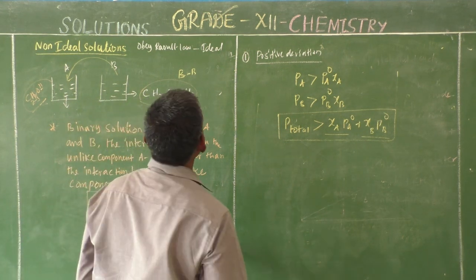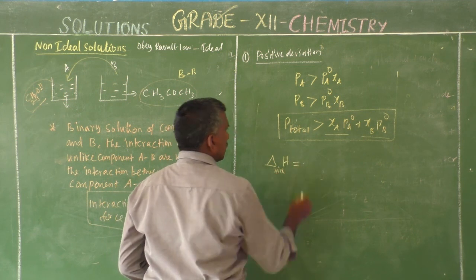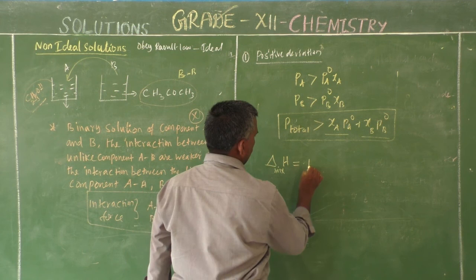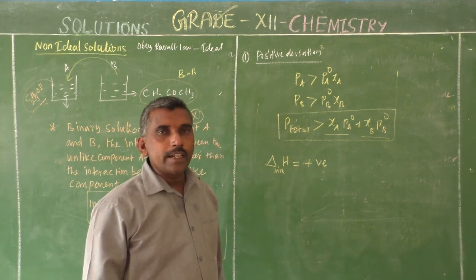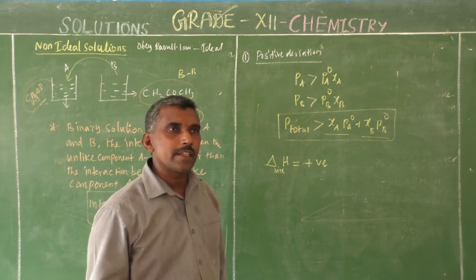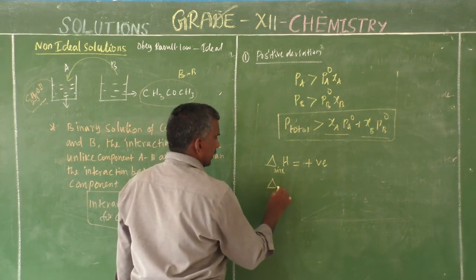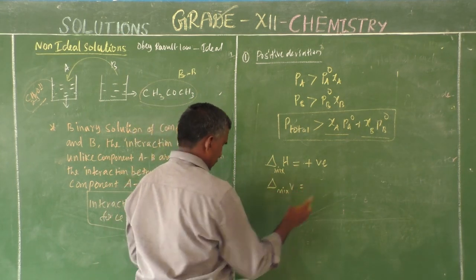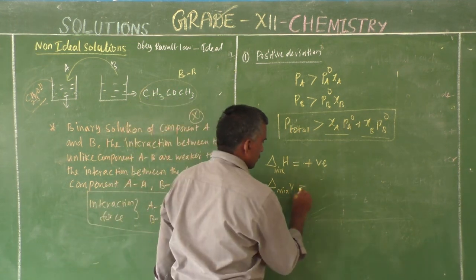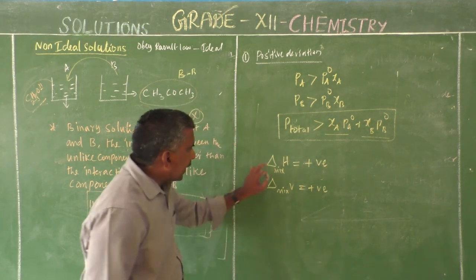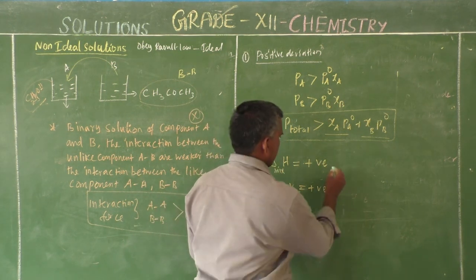Here in this positive deviation, delta H mixing is a positive value. As I told you previously, in a non-ideal solution delta H mixing and delta V mixing are not equal to 0. Here delta H mixing is positive. Delta V mixing, what is the value? It is also positive. So delta H positive means exothermic or endothermic? This is an endothermic reaction.